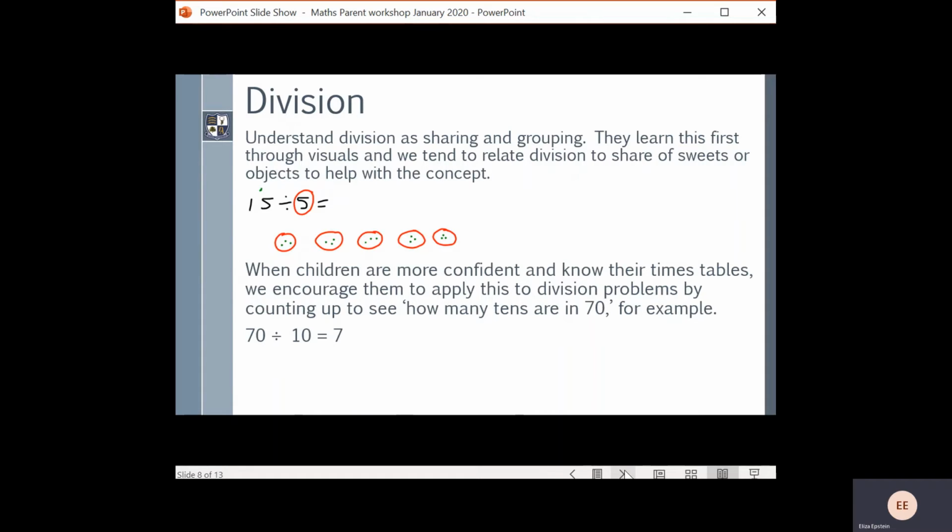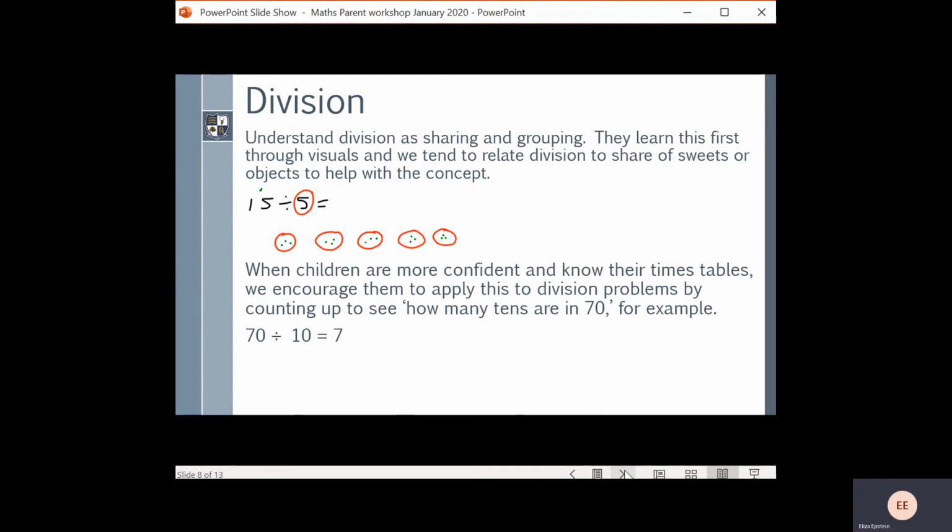When children become more confident with their times tables, actually we sometimes ask them to do this in their head, because if they were to do 70 divided by 10 using the grouping method, they'd be drawing 70 dots, and it's very likely it's A, going to take them a long time, and B, they're probably going to miscount somewhere along the way. So the easier way for them to do that would be how many 10s are in 70, count up in 10s until they get to 70 on their fingers. So 10, 20, 30, 40, 50, 60, 70, they'll have 7 fingers and they'll know that there's 7 10s in 70.